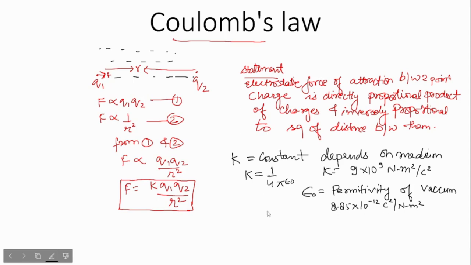Now the value of k as 9 into 10 to the power 9 is in the MKSA system. In the CGS system, the value will be 1. So this is the statement of Coulomb's law, and this is the equation.